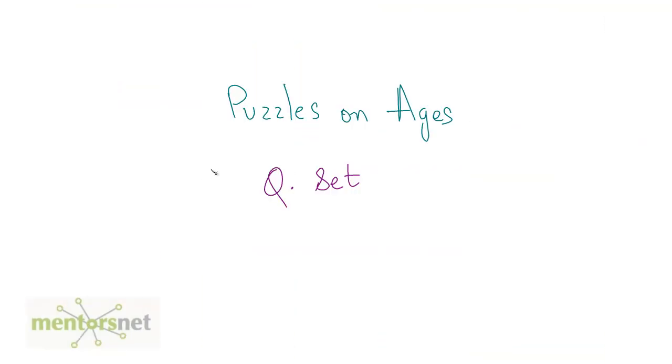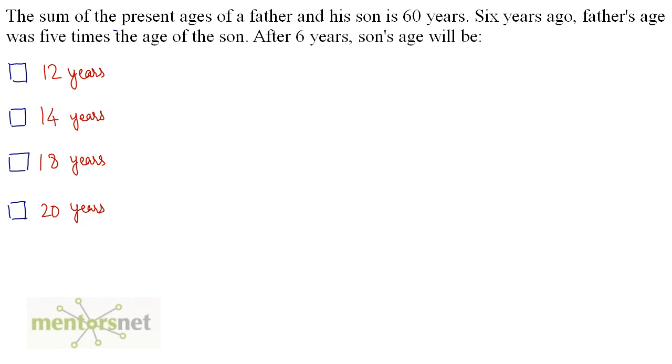Let us solve some more questions on ages. We have the first question right there. The sum of the present ages of a father and his son is 60 years. 6 years ago, father's age was 5 times the age of the son. After 6 years, the son's age will be.